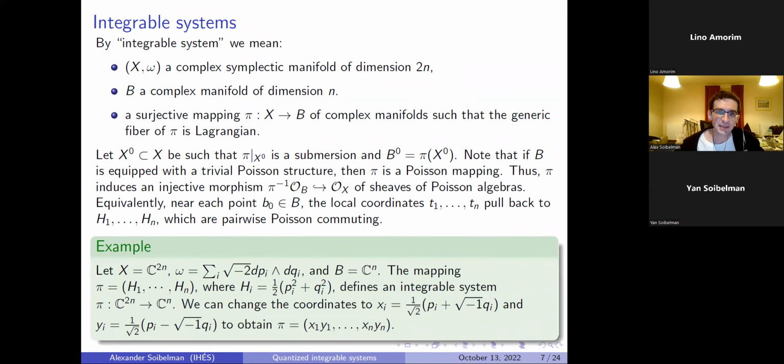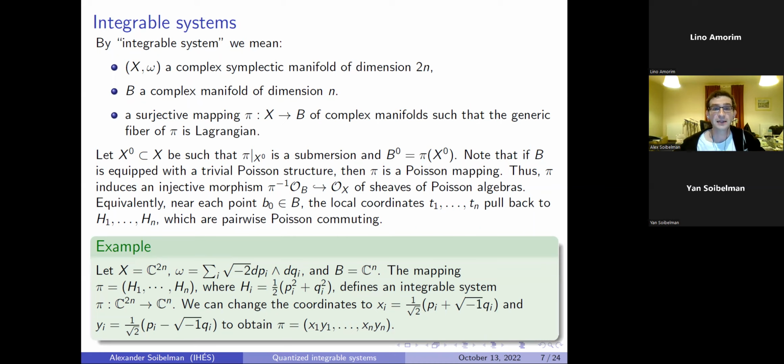Just because pi might have some critical points, I'm going to designate by x naught the locus of points where it's actually a submersion, and the corresponding image in the base is going to be b naught. Notice that if you give b the trivial Poisson structure, meaning the bracket of two functions is 0, then the mapping pi is going to be a Poisson mapping.